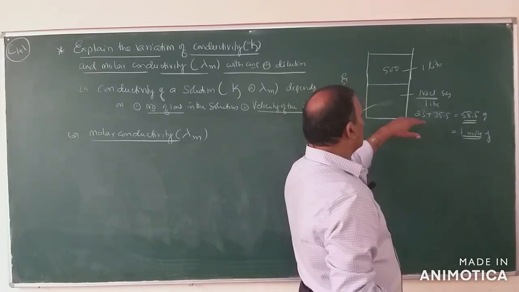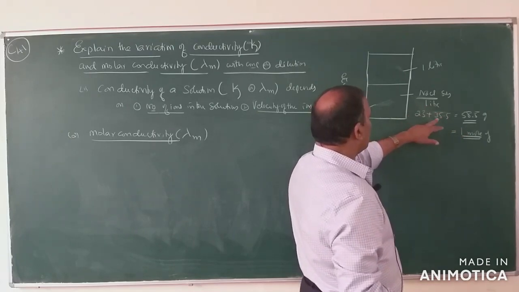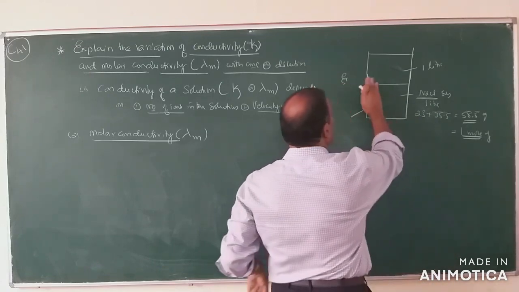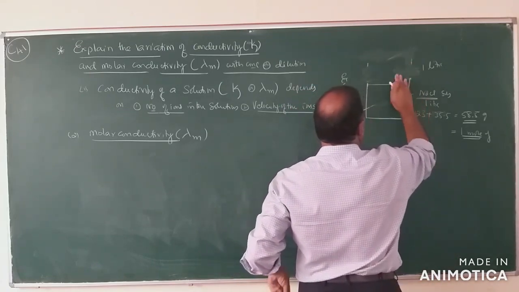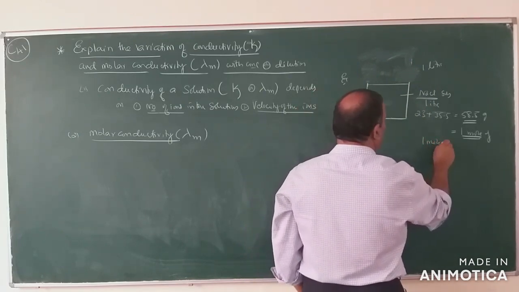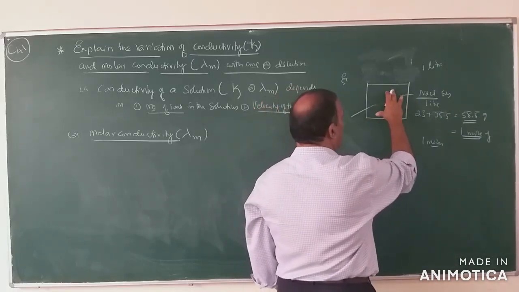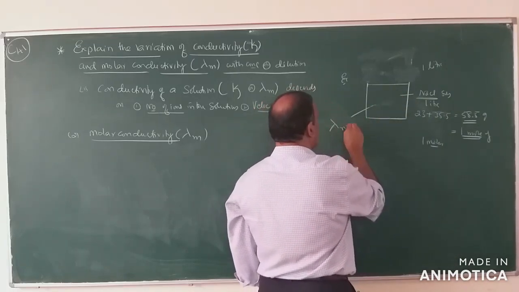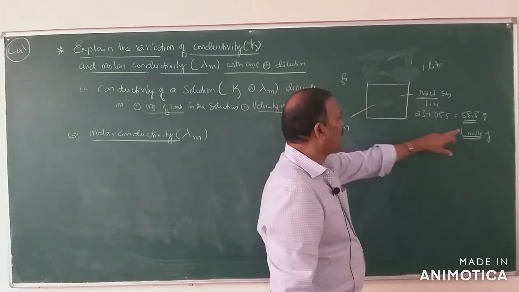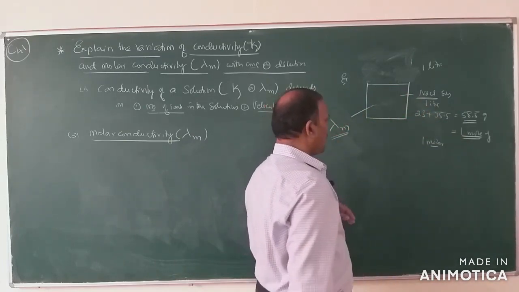So suppose 1 mole of sodium chloride, 58.5 gram of sodium chloride, is dissolved in 1 liter of solution. The molarity of this solution is 1 molar. So the conductivity of this 1 molar solution is known as molar conductivity. The conductivity of a solution containing 1 mole of an electrolyte is known as molar conductivity.